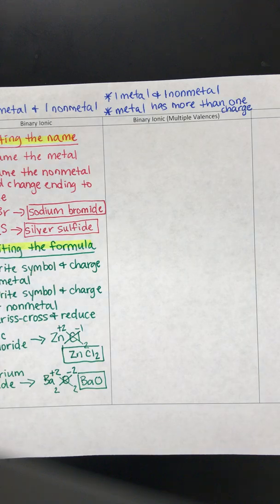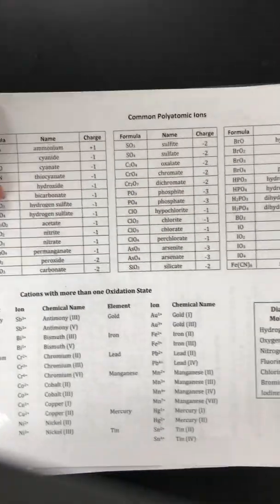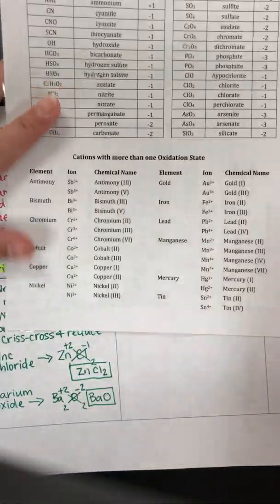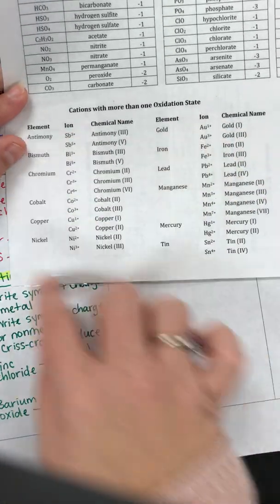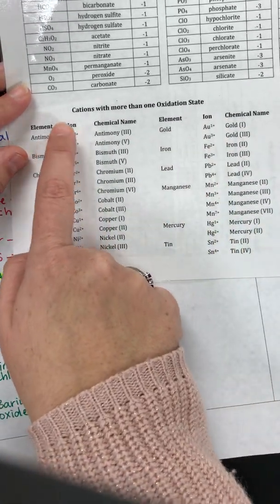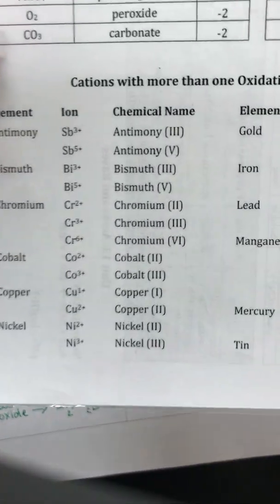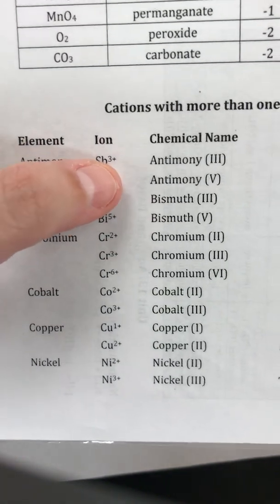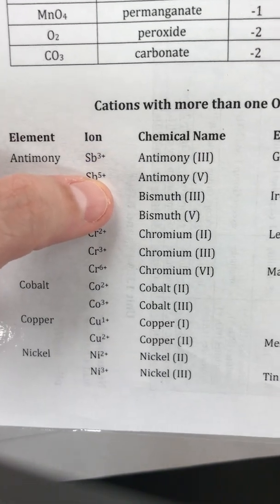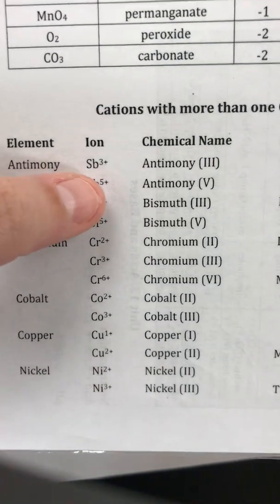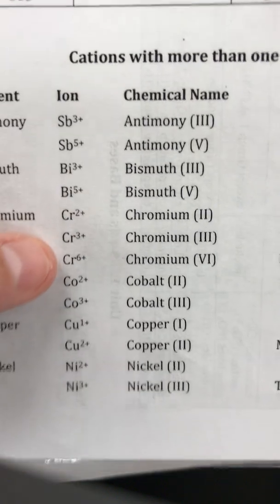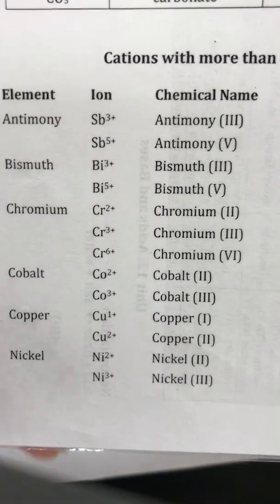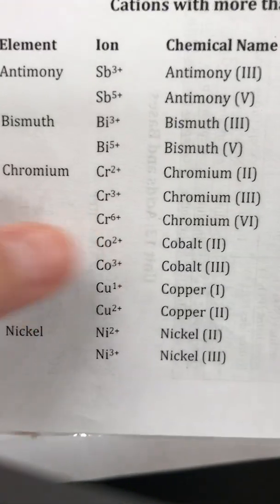So linked under course resources, you have a chart here. And it says common polyatomic ions, but there's also this bottom section that we're gonna use today. Okay, we're gonna use the top part tomorrow. So this bottom section lists all the elements that have more than one charge. So if you look a little bit closer, you can see that antimony has a charge of +3, but it also has a +5, okay? Bismuth has a charge of +3, but it also has a +5. Chromium has +2, +3, and +6, okay? Cobalt has +2 and +3.